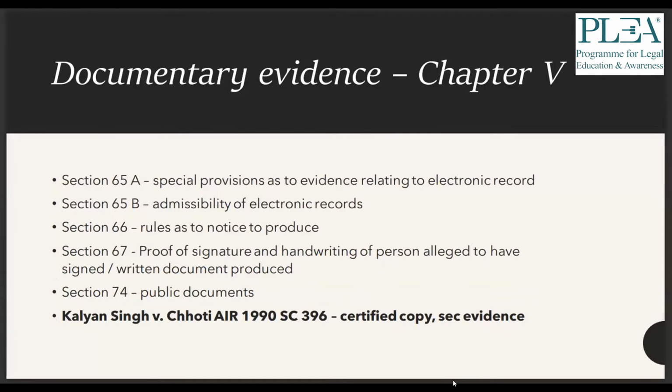Section 65A talks about special provisions as to evidence relating to electronic record. Now, you know these A, B sections are all added later, because at the point in time when this act was made, there was nothing called electronic records or electronic gadgets, as I mentioned yesterday. So what are these special provisions wherein we can prove that an electronic record should be taken on record of the court of law as evidence? You have to prove each and everything. You cannot just take one thing and say that this is evidence.